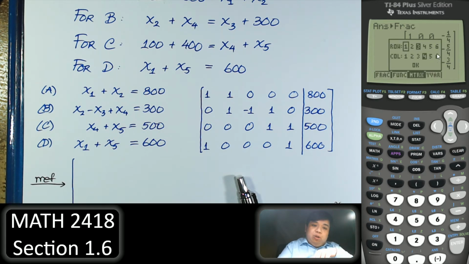Okay, good. This works up to 6 only. If it's more than 6, we cannot do that on the home screen. We have to store it as a matrix and do that differently. I did show this in the first video.